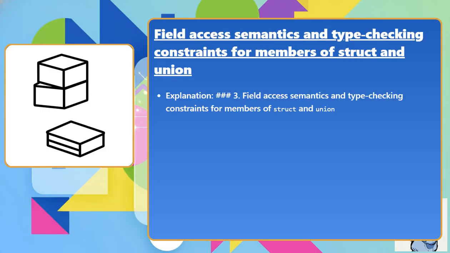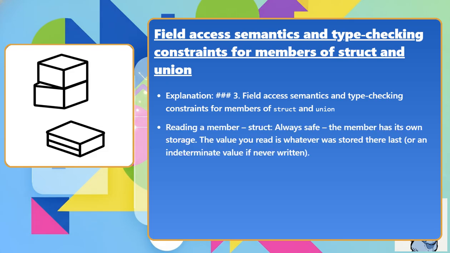Explanation 3: field access semantics and type checking constraints for members of struct and union. Reading a member of a struct is always safe. The member has its own storage. The value you read is whatever was stored there last, or an indeterminate value if never written.